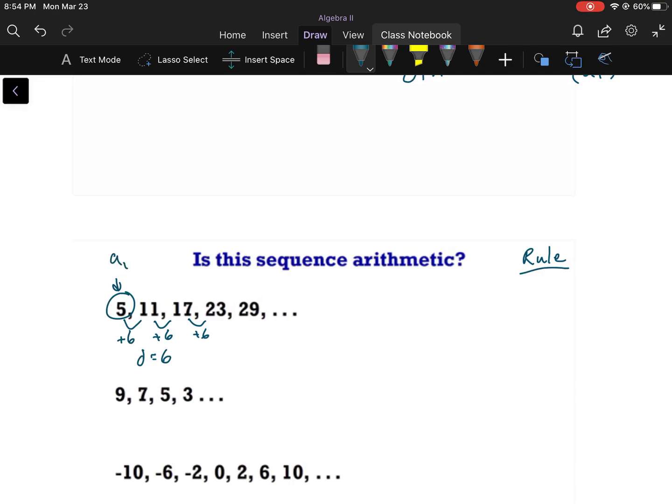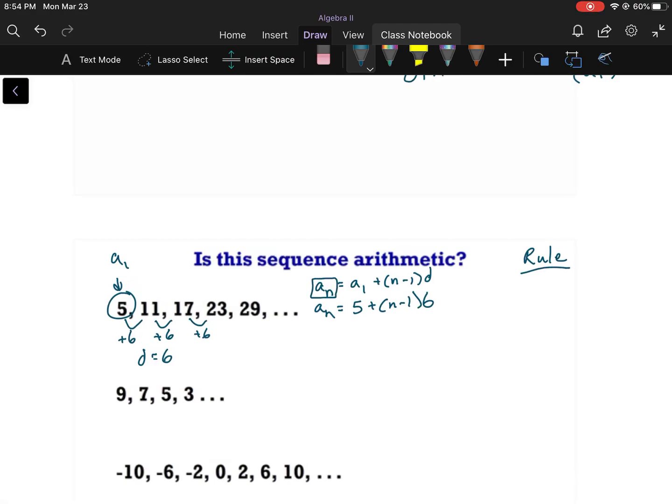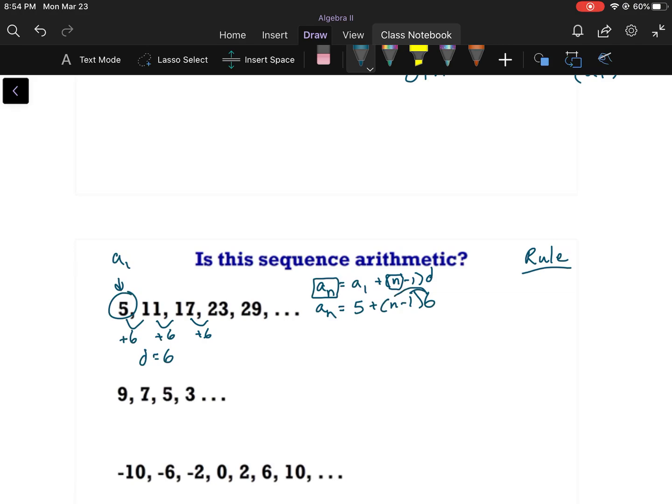I need my first term, and I'm going to write a rule with the first method. So I'll take the first term plus n minus 1 times d. So 5 plus n minus 1 times my 6. Now, with equations, I typically tell my students to make sure that there's an x and a y in your answer. In this case, there's always going to be an a sub n and an n in your formula or your rule. So I'm going to manipulate this a little bit, distribute: 5 plus 6n minus 6. 6n minus 1 ends up being my rule.